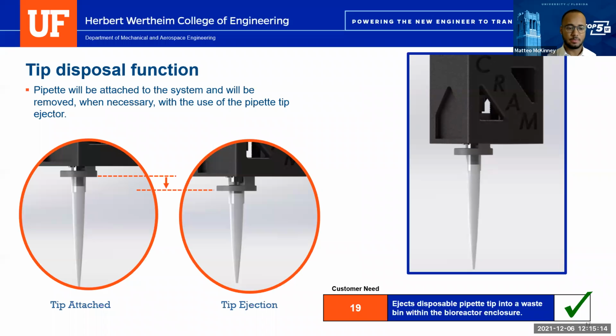Now, as far as the tip disposal, as Nathan mentioned prior, we went through many iterations and we finally found a tip remover that we were comfortable using. And so this is what is being used and is in play on the pictures to the left for when the tip eventually needs to be removed. And then in order to put the tip back in, it would have to be manually put in. And so then everything kind of falls back into place again. And this satisfies customer need number 19.